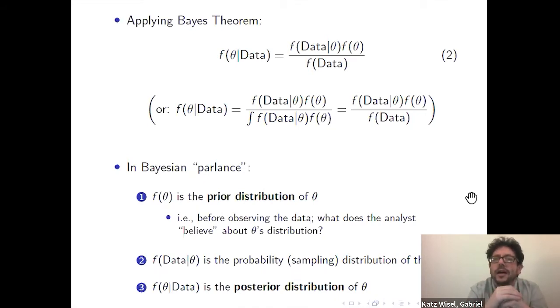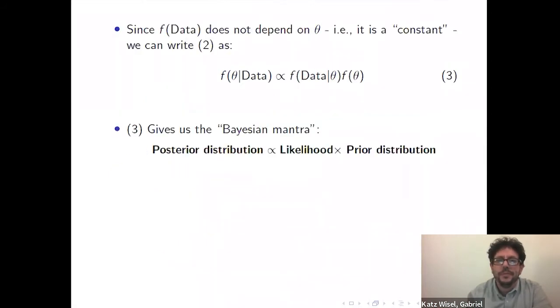We then have f(data | theta), which, as I said, is the probability distribution of the data, which is something you are familiar with if you have worked with maximum likelihood estimation, for instance. And what we want to compute is what we denote as the posterior distribution of theta, the posterior distribution of the parameter, f(theta | data). So this is the version of Bayes' theorem that we are going to work with when we do Bayesian inference.